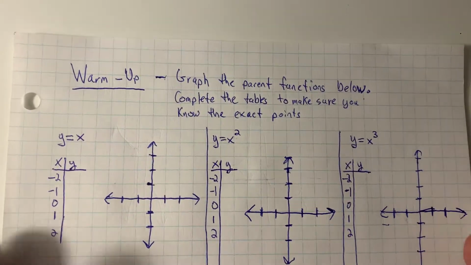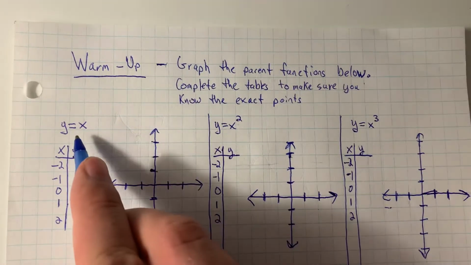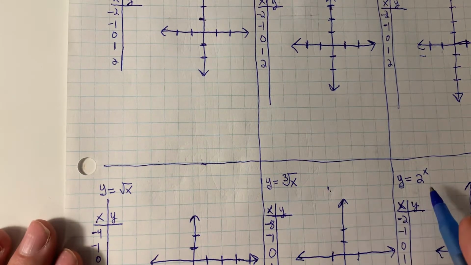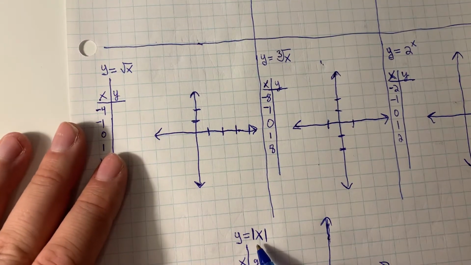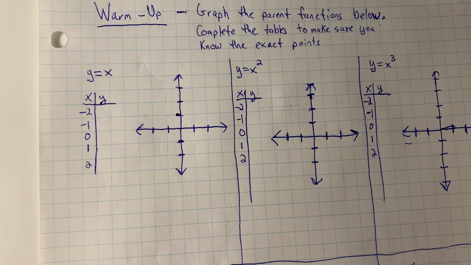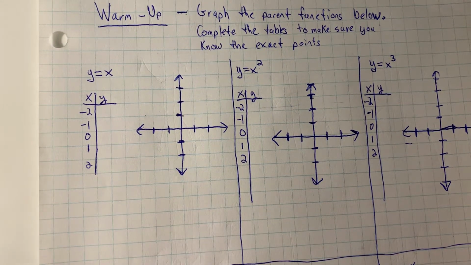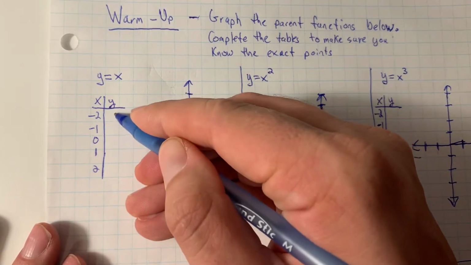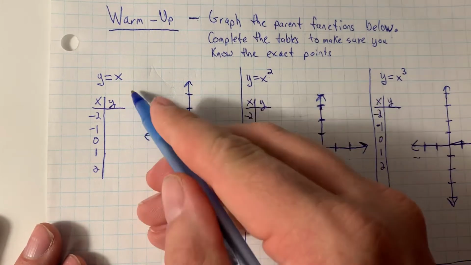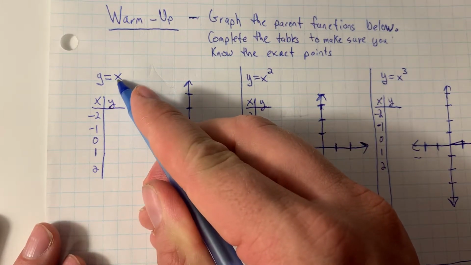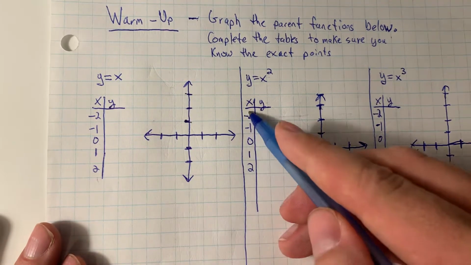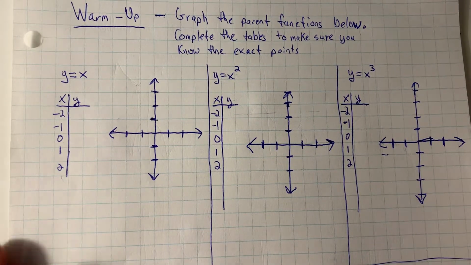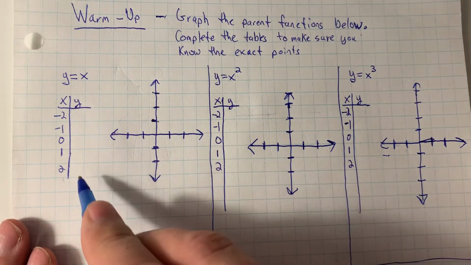What you're going to do is for each one of these parent functions, we've got y equals x squared, y equals x cubed, square root parent function, the cube root parent function, an exponential parent function, and an absolute value parent function. For each of these, you want to be able to graph it with the exact points on there. So to aid you with that, you're going to create a table and then graph the points. You're putting in different values of x that I've provided for you, filling out the table, and then using that to graph. So take a few minutes and do this, and we'll go over them.